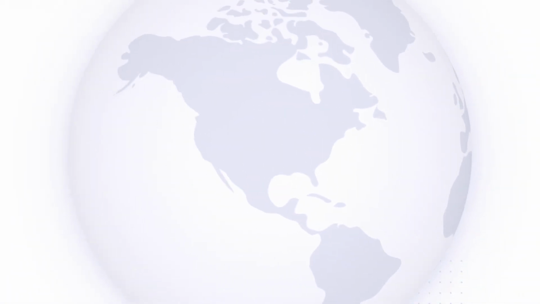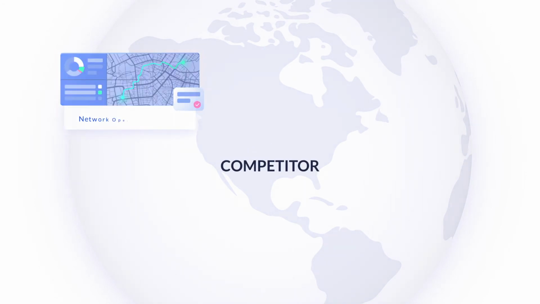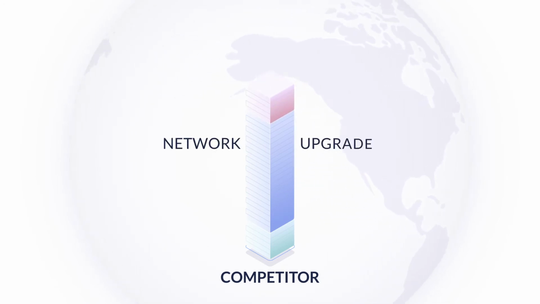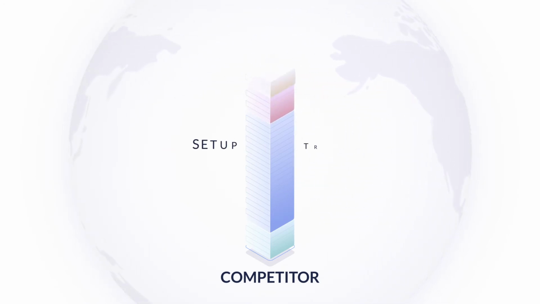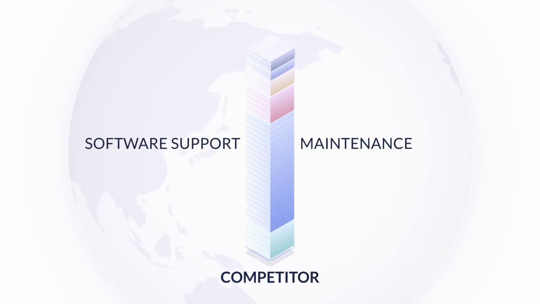Let's see exactly how this works with a couple of examples. First, let's look at a 6-screen video wall in a network operations center at a US-based software company. The competitor's solution consisted of proprietary hardware and software, a new switch, and an upgrade to the customer's existing network, plus setup and training, support, and maintenance for the hardware and for the software.